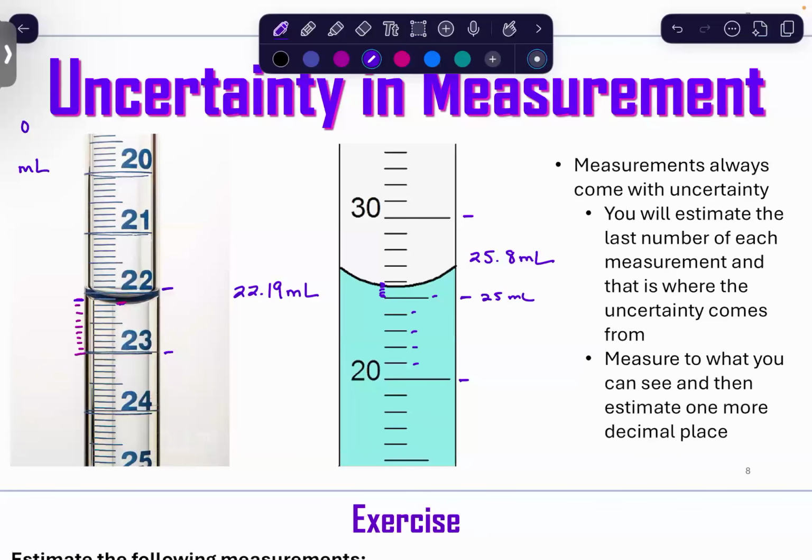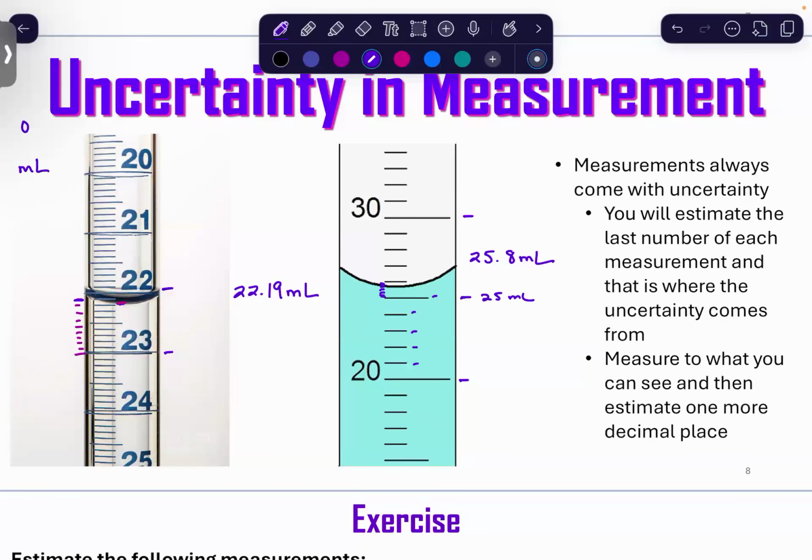So start getting used to your measuring devices and what they show you. Look at the numbers on them. You know, it's like your burette had separations of 0.1 milliliter that you can definitely see, whereas your graduated cylinder only has separations of 1 milliliter that you can definitely see, and then you estimate the rest. Estimate to the next number.